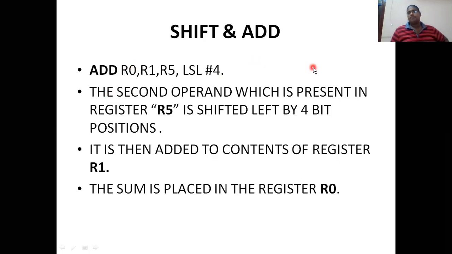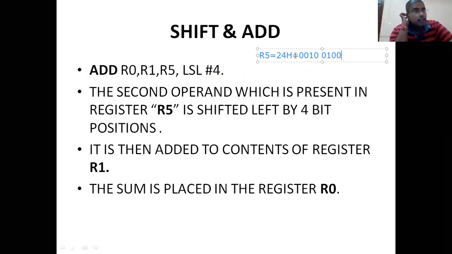Okay, for example, we'll take one example. See, first take r5 is equal to 24H. 24 can be written as 0010 for 2 and 0100 for 4. Okay, 24H. So I have converted that particular value.